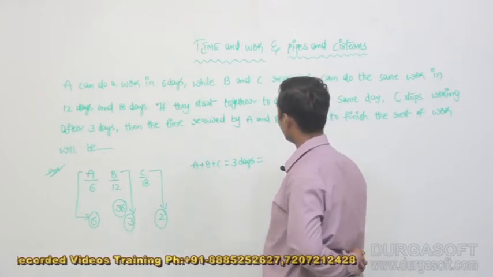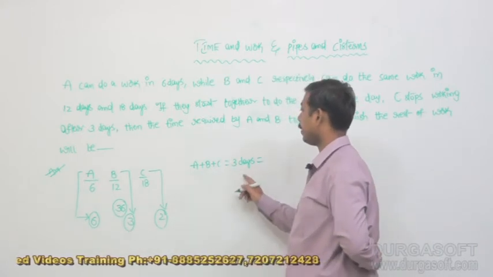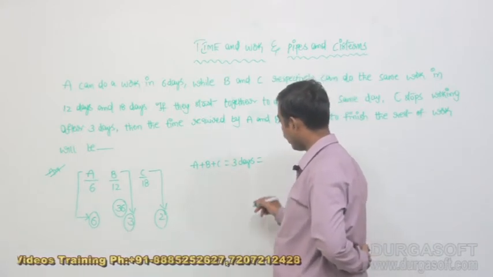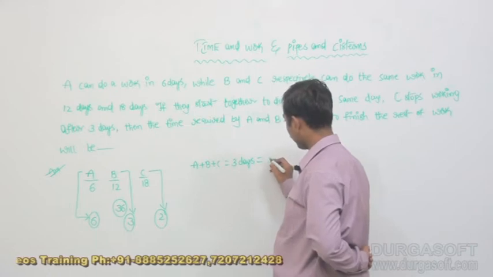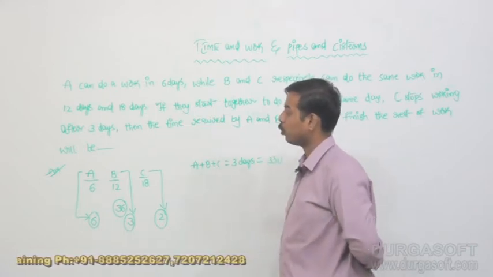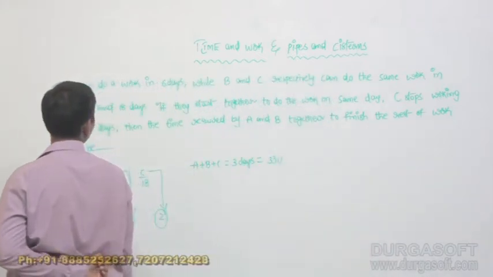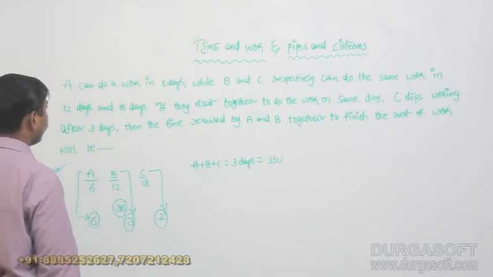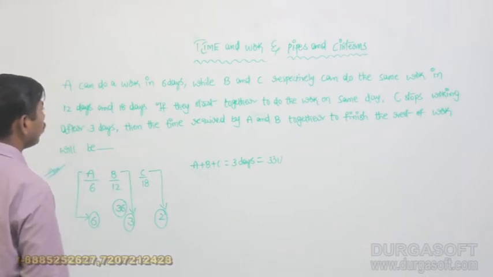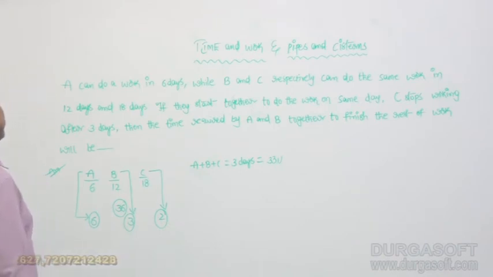All the people work together for how many days into the task here? All the people work together for 3 days. In 3 days, how many units of work do they have to complete, if they start together on the same day and she stops working after 3 days?